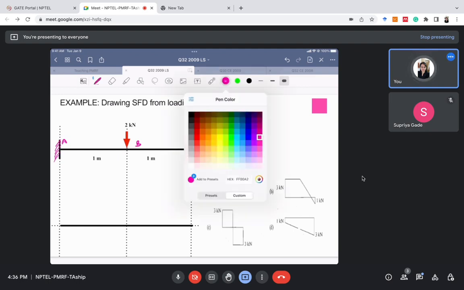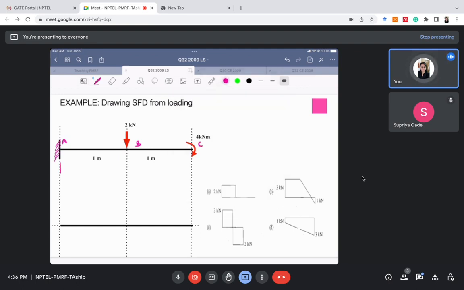Let's calculate the reactions first in this case. The reaction will be 2 kilonewton because there's a point load of 2 kilonewton. There will also be a moment here. The moment at A will be 2 multiplied by 1, force multiplied by distance, plus there's another moment of 4. So the moment at A will be 6 kilonewton meter. So we have drawn a moment also, which is 6 kilonewton meter.